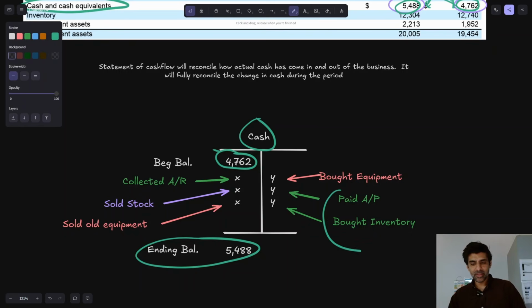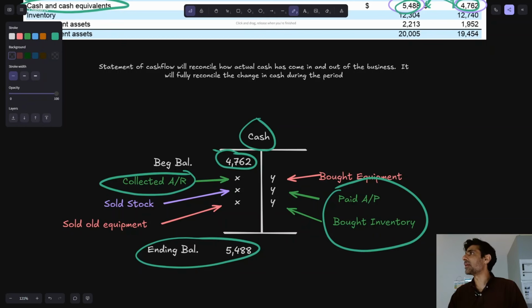So these green ones, as we're going to see, are all operating. They relate to the sales and the operations of the business. Buying inventory, yes, it's an asset, but it's a current asset used in the day-to-day operations of the business. Collecting accounts receivable is related to sales. Paying accounts payable is all related to paying your bills. So these green ones are all going to appear somehow in the operating section of the statement of cash flow.